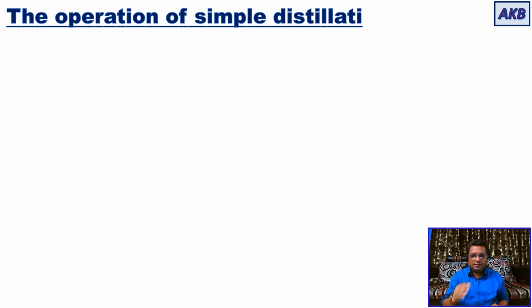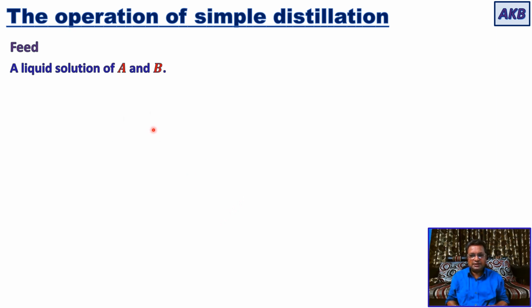Now let us understand the proper operation of simple distillation, how simple distillation is carried out. The feed in this case, let us consider a binary liquid solution. The feed is a liquid solution containing two components, component A and component B. A is the more volatile component out of A and B. Now you can easily understand what I mean by more volatile component. A has a lower boiling point at a given pressure, and A has a higher vapor pressure at a given temperature. A is more volatile.